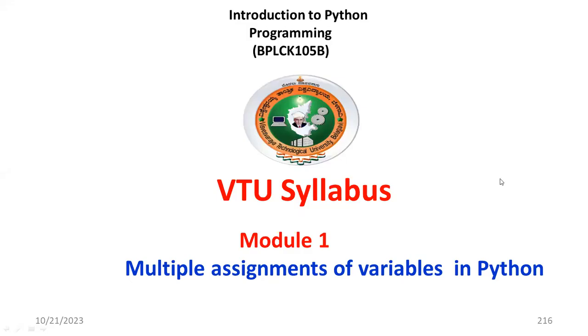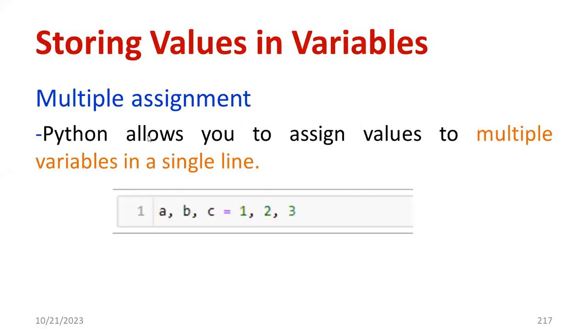In this session, I'm going to discuss how to assign multiple variables in Python programming with the help of a suitable example. As you can see, Python is very flexible and allows you to assign values to multiple variables in a single line. For example, A, B, C are variables. You can use a, b, c equal to 1, 2, 3. That means 1 is assigned to a, 2 is assigned to b, and 3 is assigned to c.